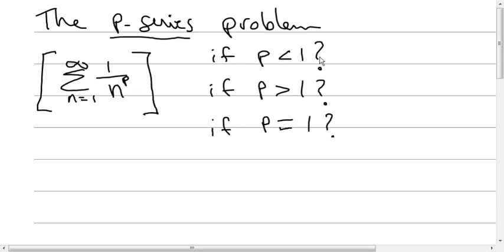What we're going to look at is, if p is less than 1, what happens? If p is greater than 1, what happens? And if p is equal to 1, what happens? We have to separate this out as a special case because we're using the integral test, and you'll see in a minute how this is a special case. We have to derive a different way of coming about the integration.